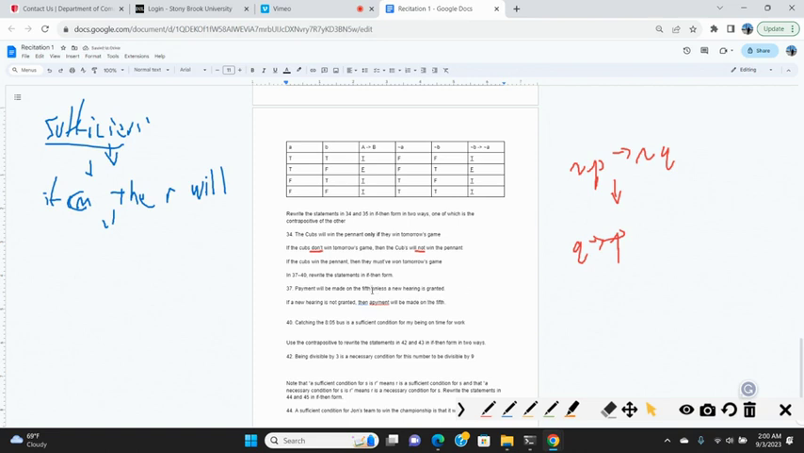And actually, I believe this is a case of a necessary condition. So, hmm. A new hearing being granted is a condition for payment to not be on the 5th. So if a new hearing is not granted, then payment will be made on the 5th. Okay.